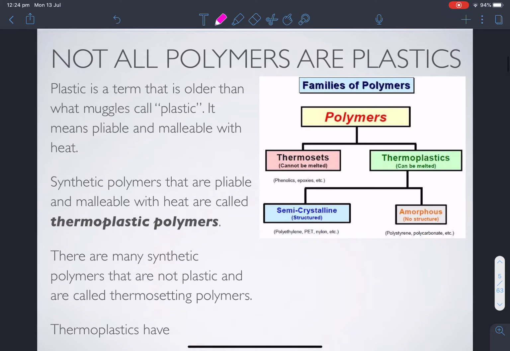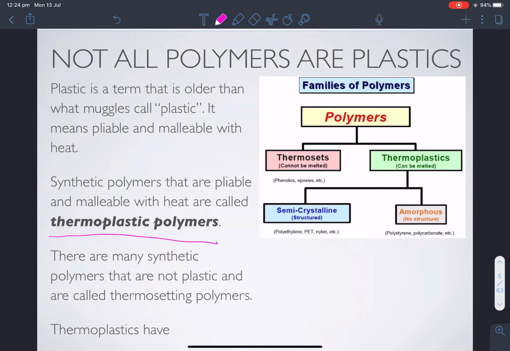One thing to say, being pedantic: not all polymers are plastics. A plastic is a term that's older than what muggles call plastic. It means pliable and malleable with heat. The term plastic was around before polymers. It was a general term before that for anything pliable and malleable with heat. So synthetic polymers that are pliable and malleable with heat are called thermoplastic polymers.